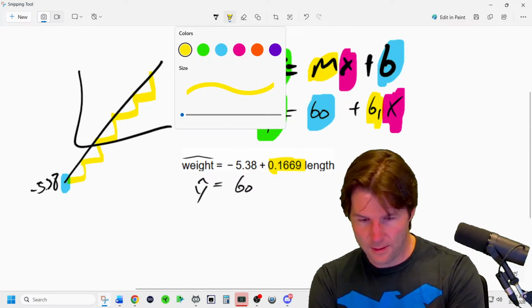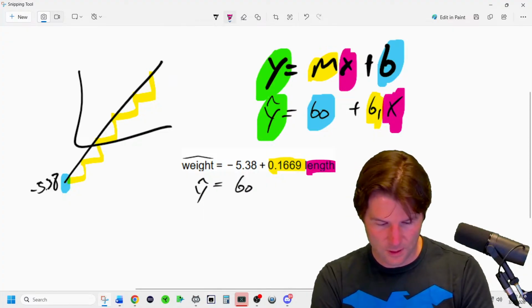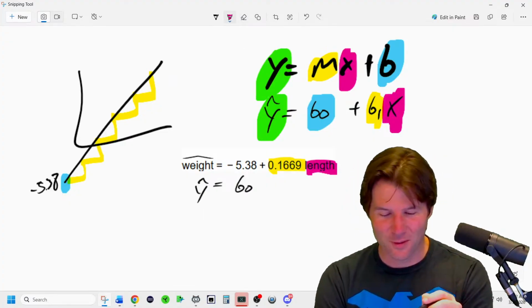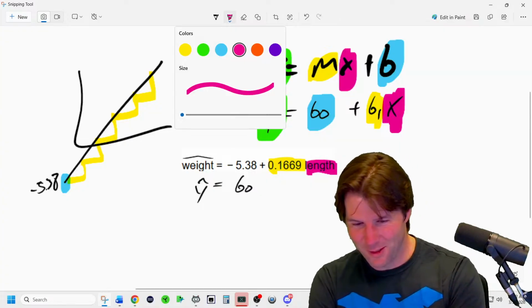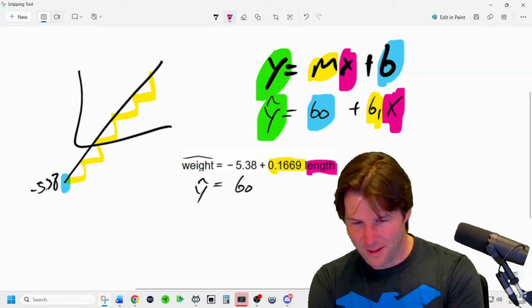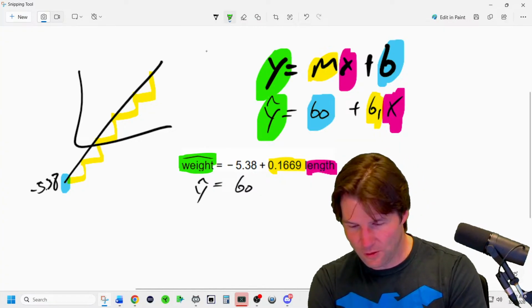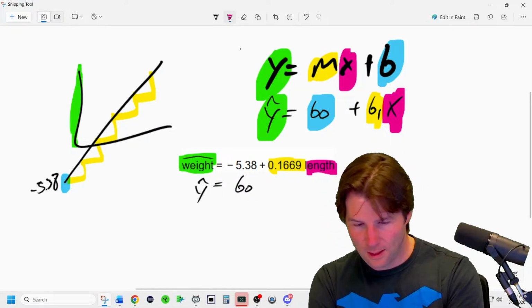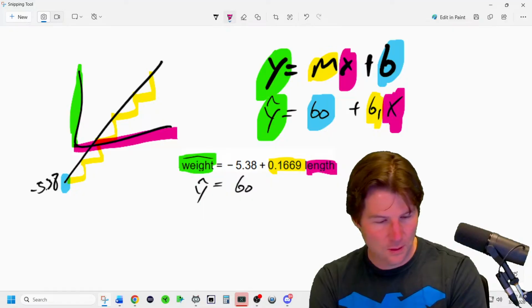And the length is the x variable. That's the obvious one. That's the x variable of interest, the explanatory variable. And this is the y variable of interest, the actual y variable of interest, which goes on the y-axis right there. The x goes on the x-axis.